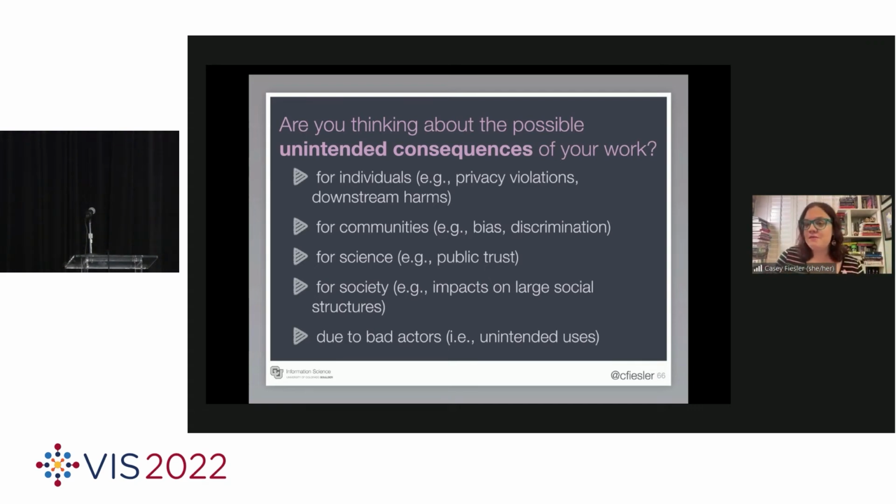We also need to be thinking about impacts on communities and impacts on science. We are in a world right now where public trust in science is under attack, and researchers doing unethical things absolutely impact that. We have a huge responsibility to not do more to undermine trust in science. And of course, we also need to be thinking about impacts on large societal structures, and even things like bad actors, unintended uses of our research.